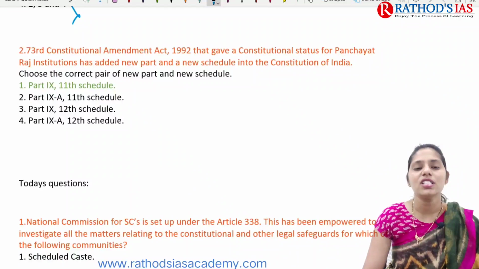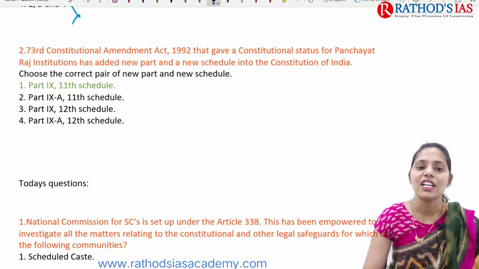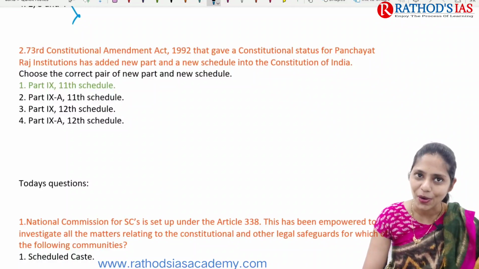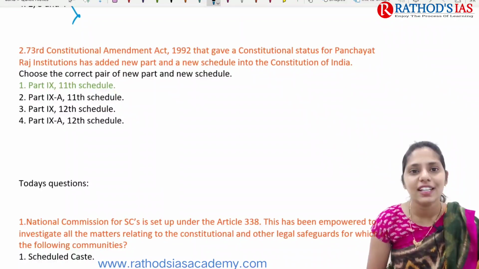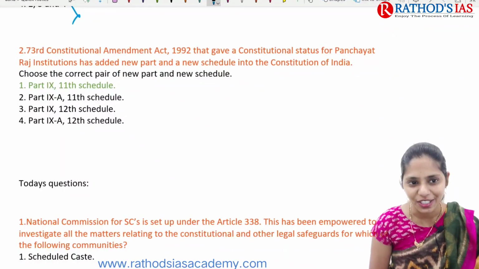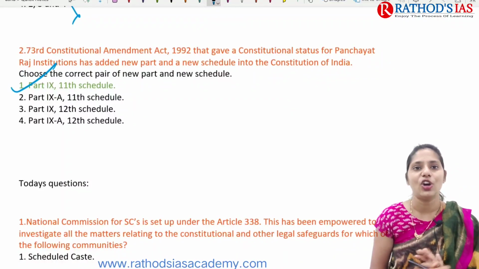And the next question is regarding the 73rd Constitutional Amendment Act of 1992, which gave constitutional status to Panchayati Raj institutions and added a new part and new schedule to our Indian Constitution. That is Part 9 and the 11th Schedule of the Indian Constitution. So answer 1 is the correct option.